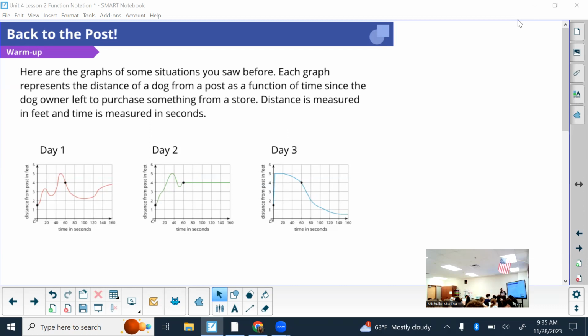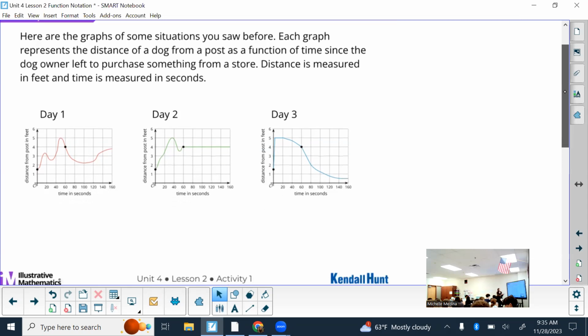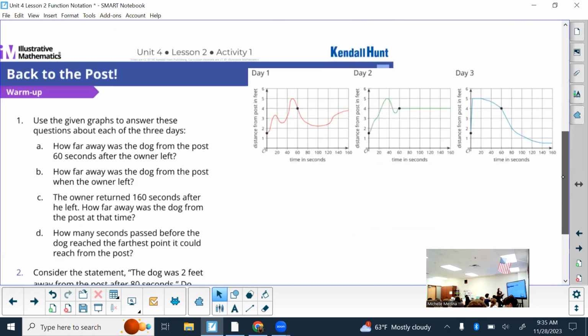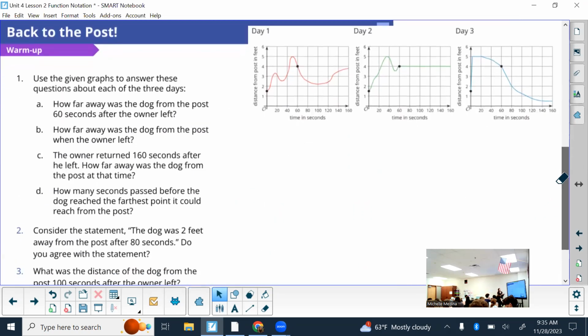Each graph represents the distance of a dog from a post as a function of time since the dog owner left to purchase something from the store. Distance is measured in feet and time is measured in seconds. You have those graphs on your paper, and you were asked all of these questions about each of the days.